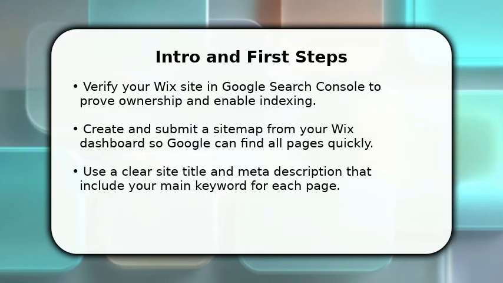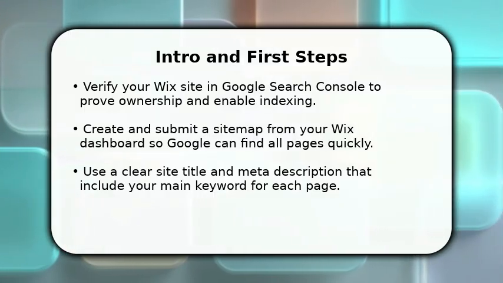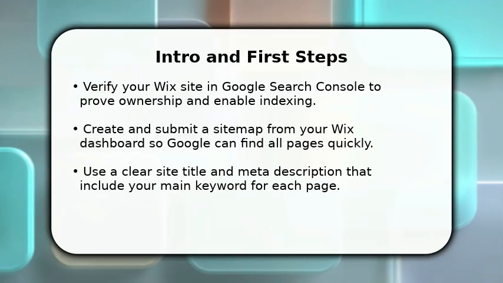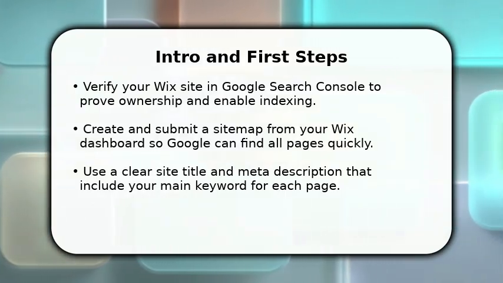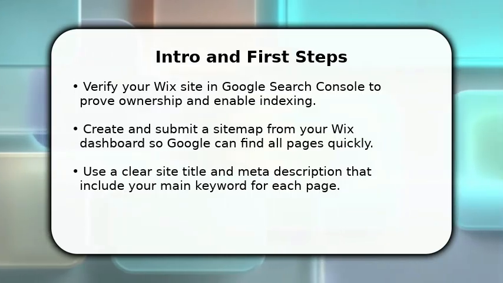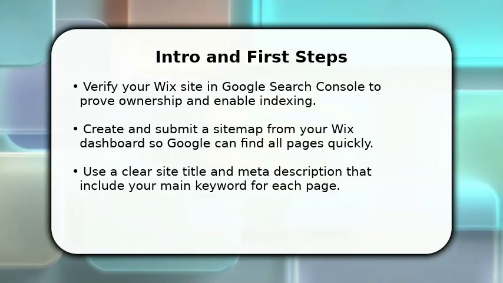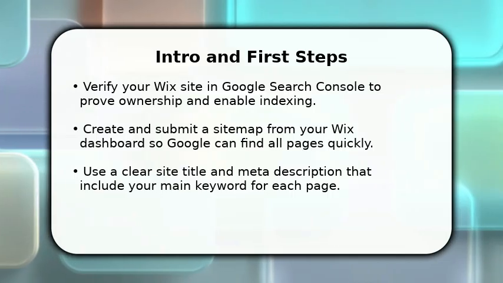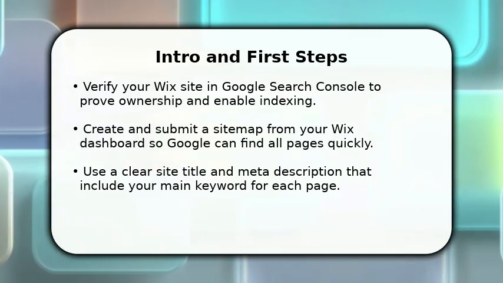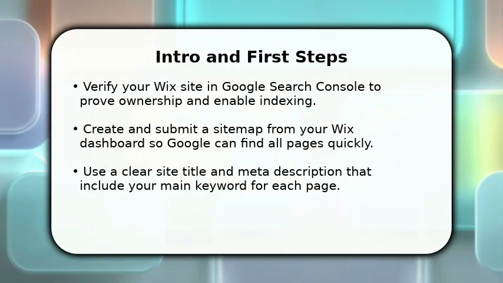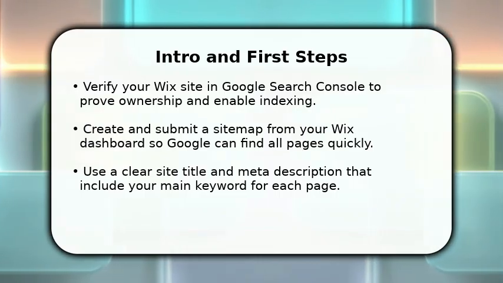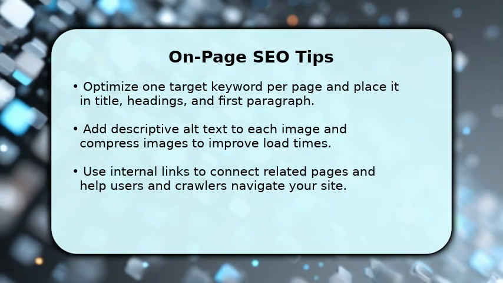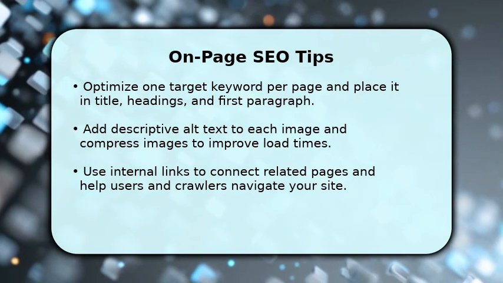Enjoy the video. In this video, I will show how to make your Wix website appear on Google. Verify your site in Google Search Console and submit a sitemap from your Wix dashboard immediately. Next, set clear page titles and meta descriptions with your main keyword to help ranking. Use clean URLs, add alt text to images, and build a few quality backlinks from relevant sites to improve authority and indexing speed.